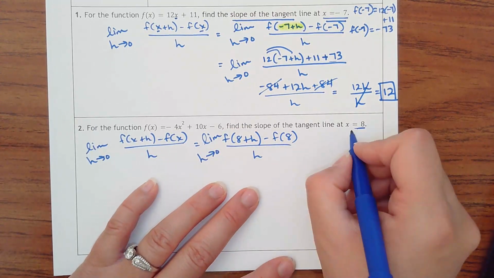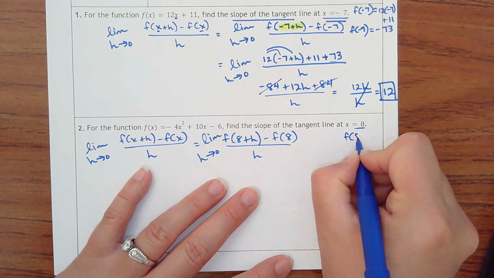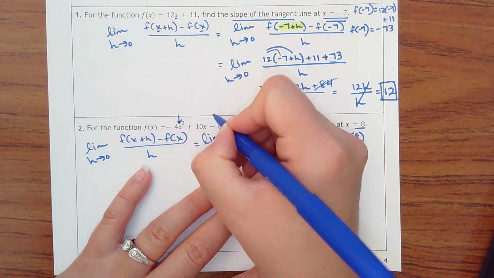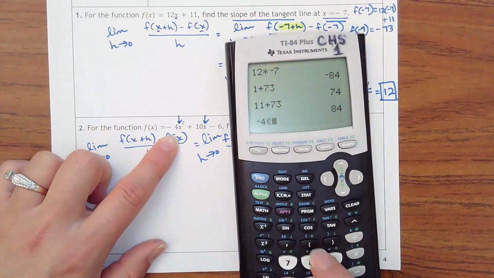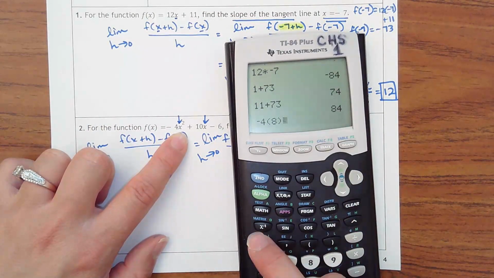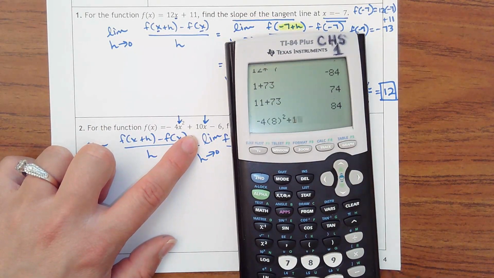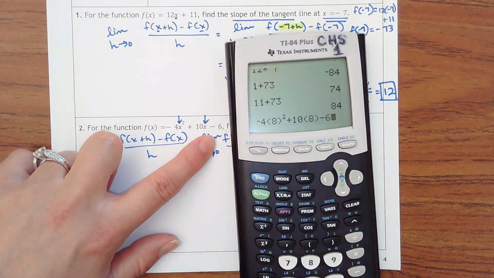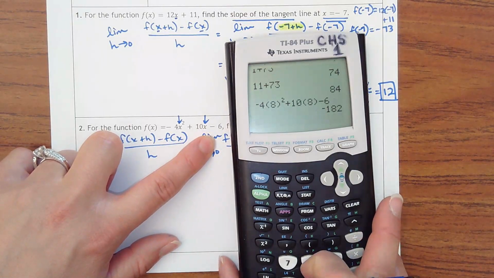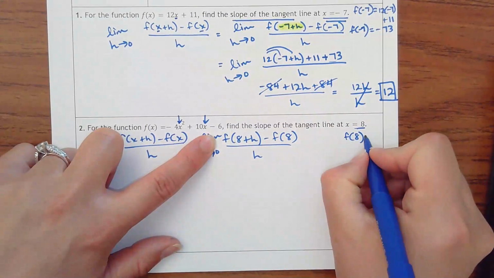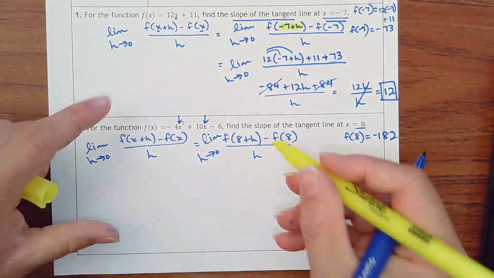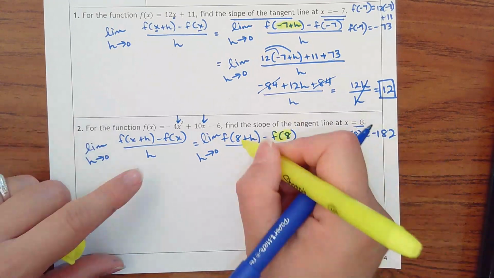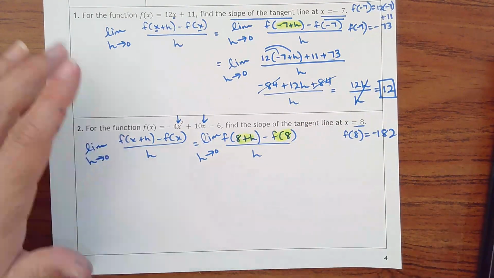Okay, I would go ahead and find f of 8. So 8 just gets plugged in here and here. It would look like negative 4 times 8 squared plus 10 times 8 minus 6. So y is negative 182. Holy moly. That just helps me know exactly what value gets plugged in here. Okay, but here I can't do that. I have to simplify since I have an h.